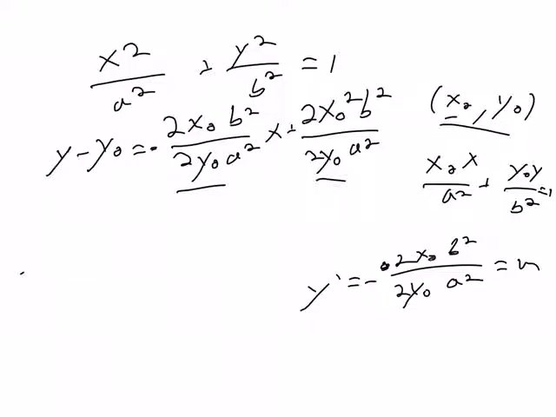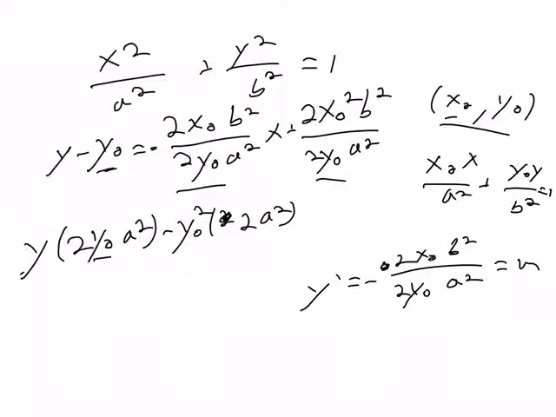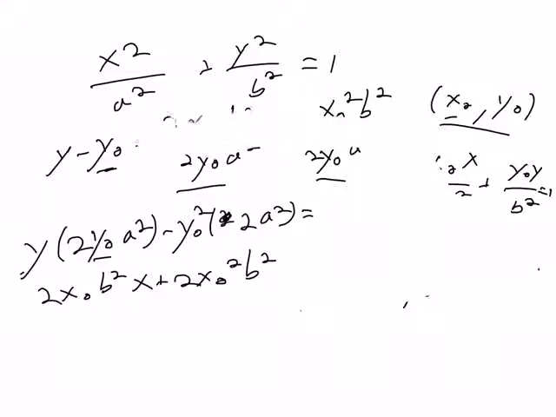Let's write it out actually. y times 2y0 a squared minus y naught y squared. y naught squared. That's that. So 2a squared is going to equal 2x0 b squared times x plus 2x0 squared b squared. So now let's get rid of this.